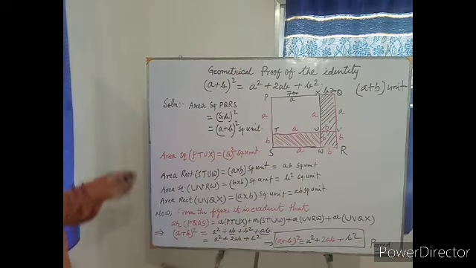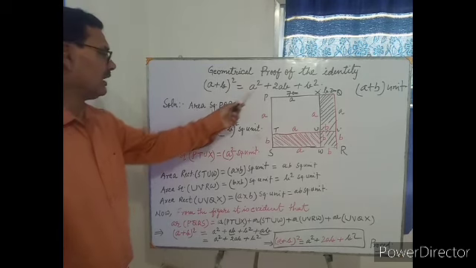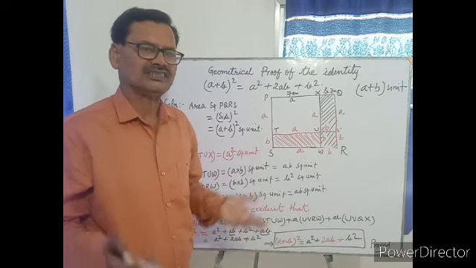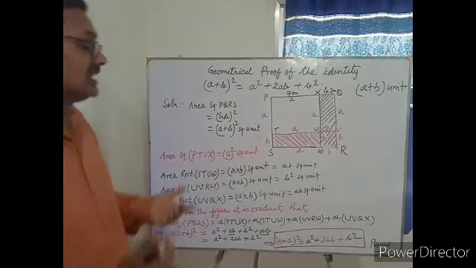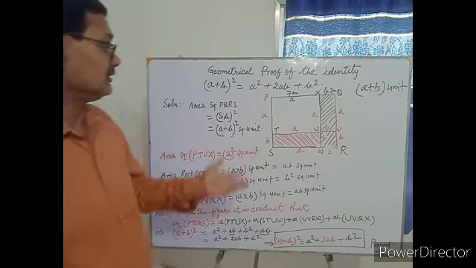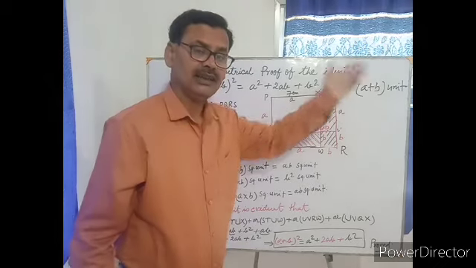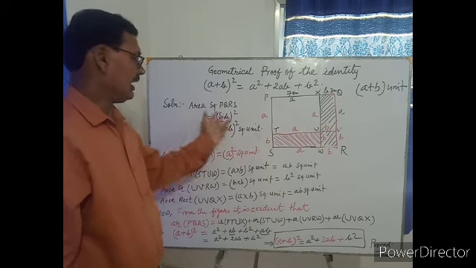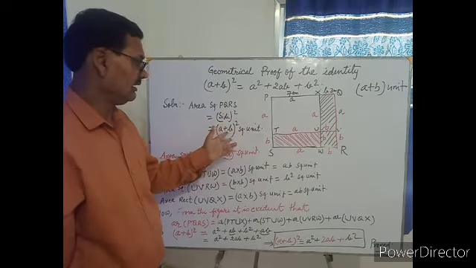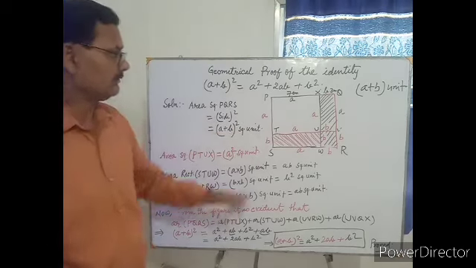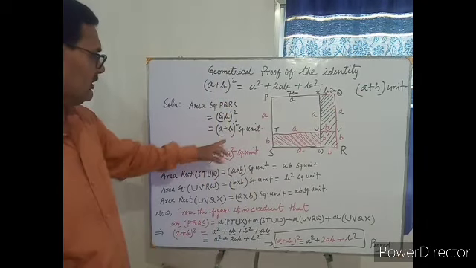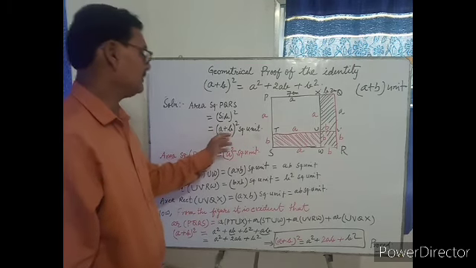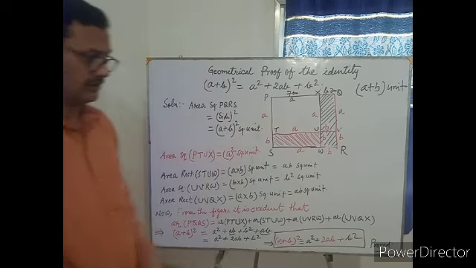Now what is the area? Let us come to know the proof. What is the area of the square PQRS? Area of the square, you know, is equal to side square. And what is the side of this square? As we have assumed, the side of the square is a plus b unit. Therefore, the area of the square will be (a plus b) whole square unit.